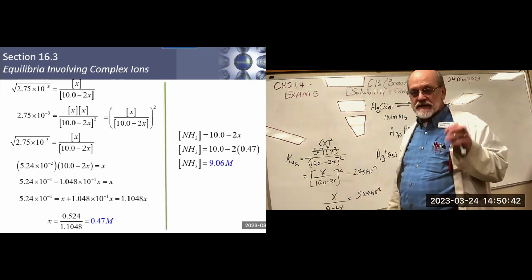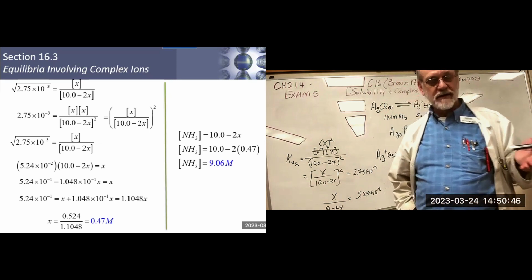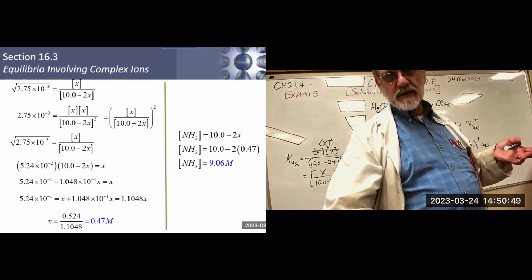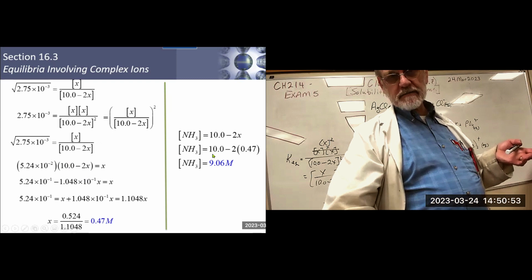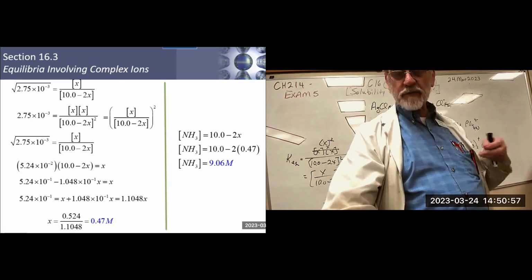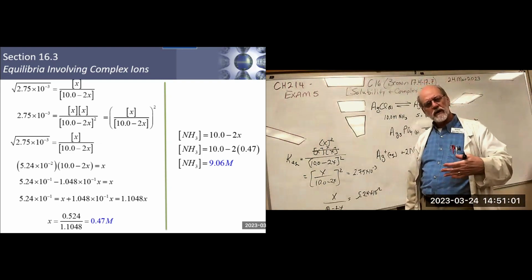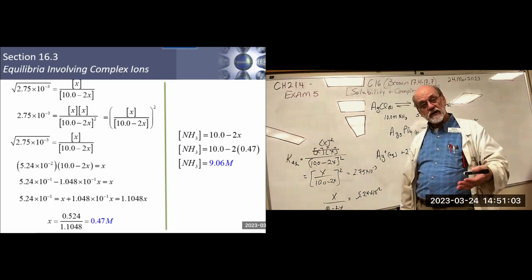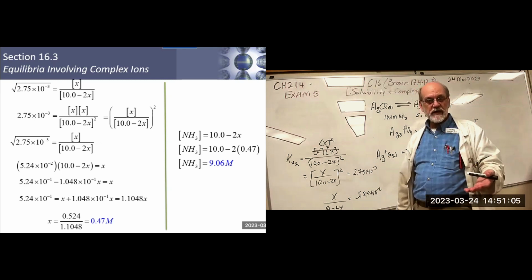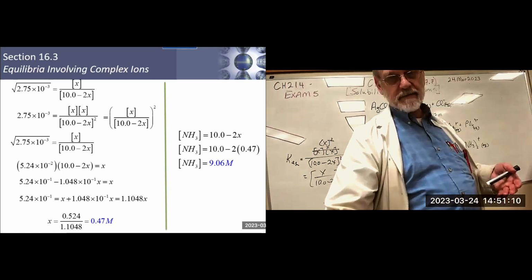Now, what this does is tell you how much ammonia is left that's not complexed. And that's what this one does. We take the expression over here, 10 minus 2x, right? That's what's left at equilibrium. So 10 minus 2 times 0.47 is 9.06 molar. So we've only used up about 1 molar concentration of our ammonia, and we left 9.06 molar behind, uncomplexed.